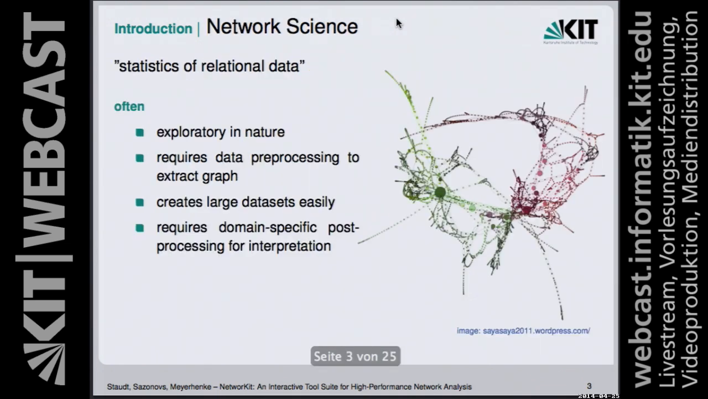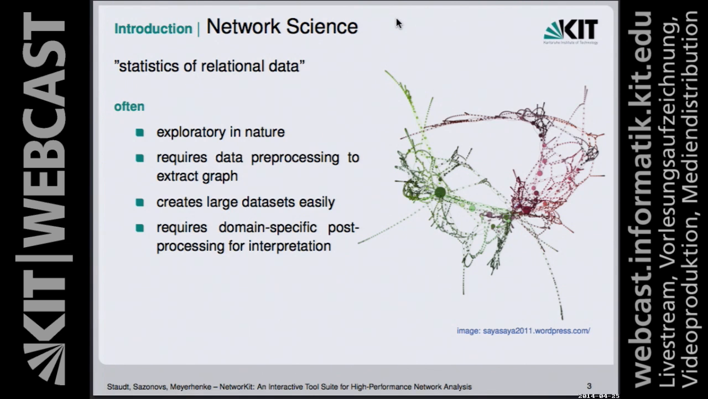And around the study of these kinds of data sets, there's a new field evolving which calls itself network science. Maybe it's a bit of a diffuse term. Therefore, our colleague Ulrich Brandes has once called it the statistics of relational data. And if we want to do the statistics of relational data, then the work we perform is often very exploratory in nature. So we take such a data set, try to apply some algorithms, statistics, try to extract interesting features, and look what's coming up. Before we can do this, we often need to process raw data into the form of graphs. And in this way, we can easily create large graphs. And after we are done with the analysis part, we often need to post-process the results we get and apply domain-specific knowledge to interpret them.